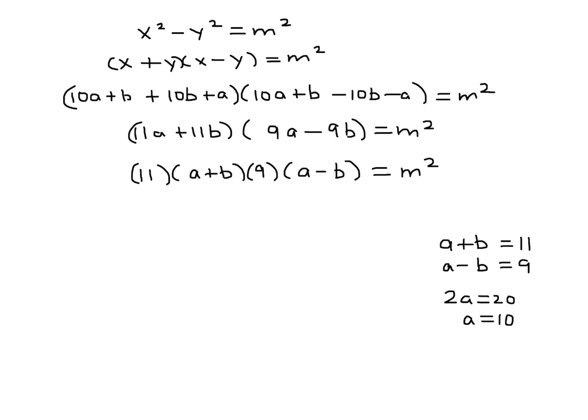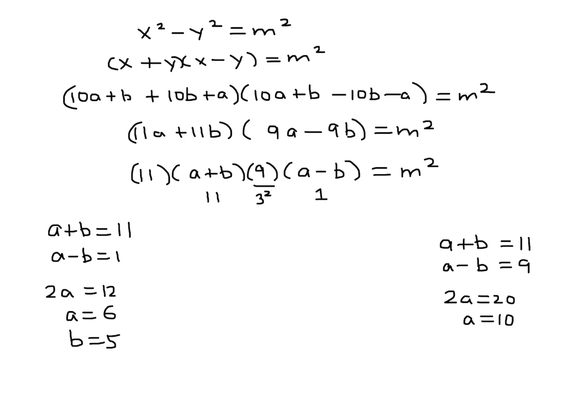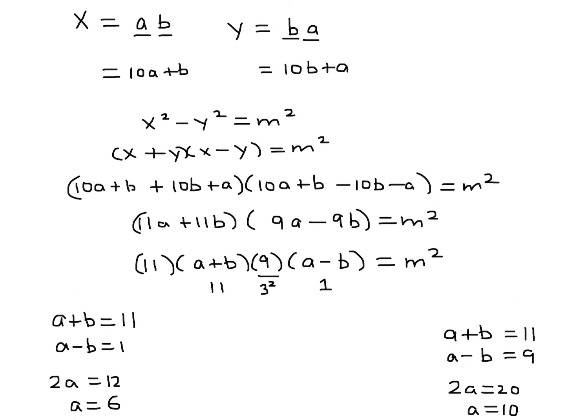How else can I get a perfect square? How about if this was 11 and this was 1? I think that would work, right? Because 9 is already a perfect square. So 11 times 11, and 9 is like 3 squared. That would work. So let's do this again. A plus b is 11, and a minus b is 1. If you do that, we get 2a is equal to 12, and therefore a is 6, and therefore b is equal to 5. There you go. We got it. Great. A is equal to 6, b is equal to 5.